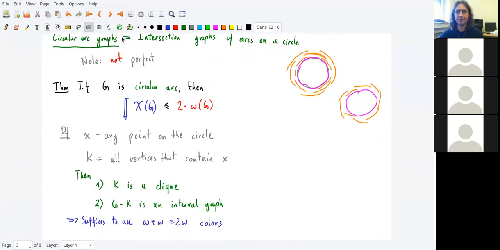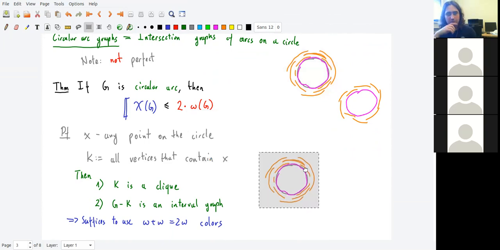So yeah, this is the whole argument. Let me take a circular arc graph. Here, let me copy it, and let me pick any point on the circle, say this point, call it x. Now the intervals in this intersection model can be partitioned into those that contain the point x and those that do not. Let K be those that contain the point x, and the rest is the rest.